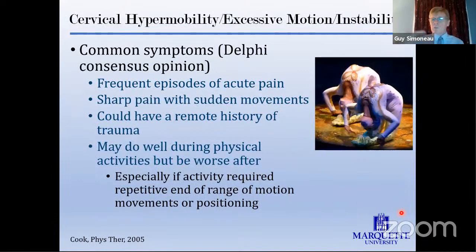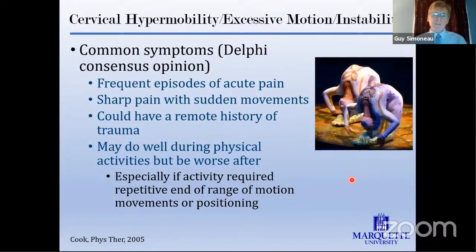They tend to have frequent episodes of acute pain that doesn't last necessarily very long, maybe just a few days. And this will happen with just moving in mid-range of motion. So quick movement creates their pain, showing that they have poor control in that early to mid-range of motion. They may have a remote history of trauma from years ago, but maybe not. They tend to do well with physical activities where muscles are engaged.